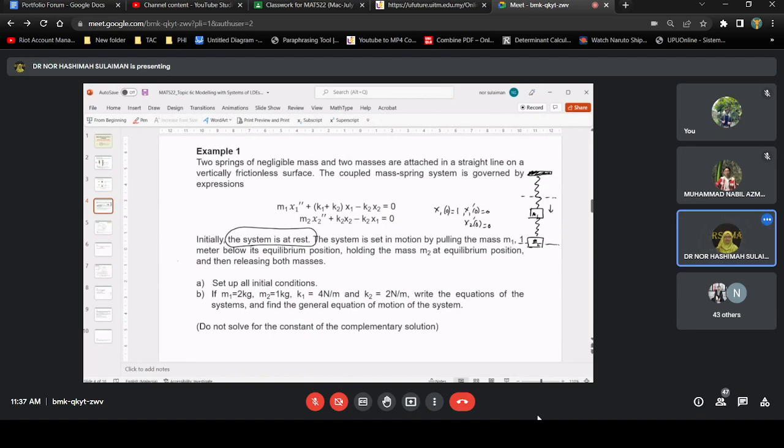If the mass moves downward, at a downward velocity, what can you say about the value of the velocity? Is it going to be positive or negative? Positive. Why positive, Nabil? Because it follows the direction of gravity, the gravitational pull. If the movement is with upward velocity, then the value is negative. So we set up all the initial conditions.